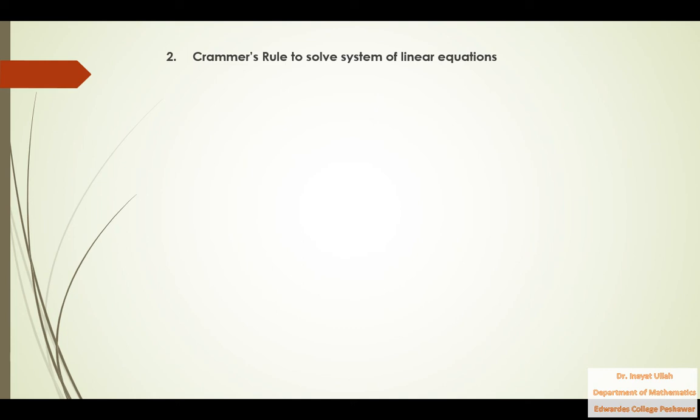Dear students, in this lecture we will learn about Cramer's rule to solve the system of linear equations. In the previous lecture we studied how we could write a system of equations in matrix form. The steps followed in Cramer's rule are: we need to write the system in matrix form, that is Ax = b. That is the first step.